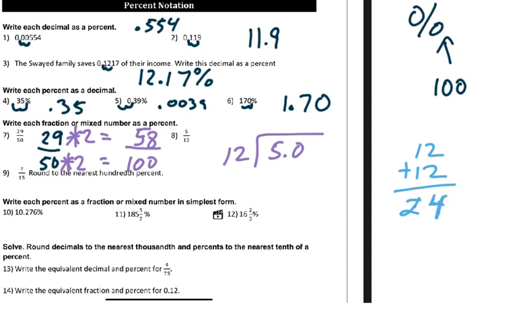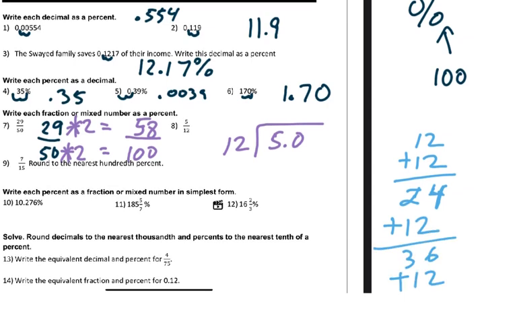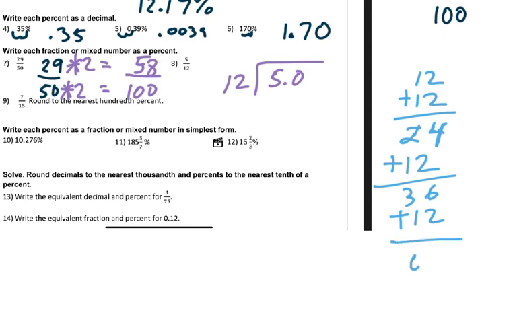So 12 plus 12 is 24. I'm just going to continue to add 12. This is going to get me 36. Add another 12. We're at 48.